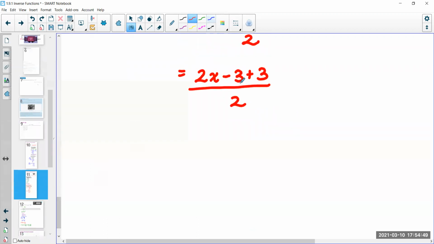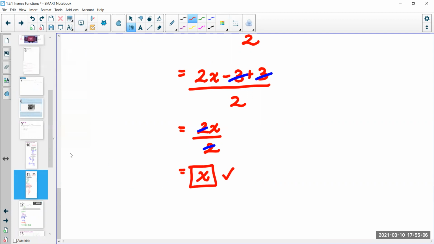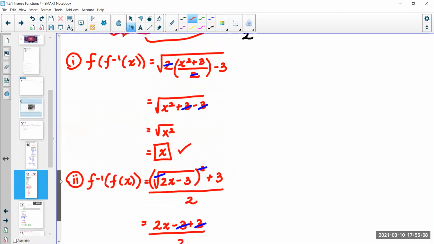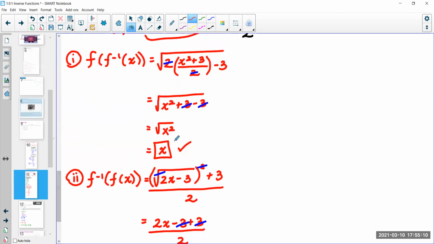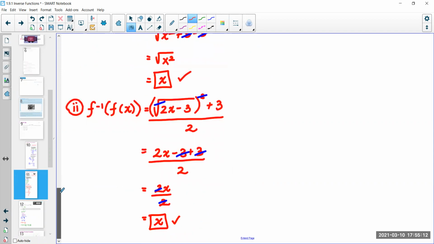So now, again, on the numerator, we have a negative 3 and a positive 3, which just equals 0 when combined. So we have a 2x divided by 2. And then now, of course, the 2 divided by 2 is just 1, which is just giving us 1x, or regular old x. So now we have verified that these two functions are inverses because both f of f inverse of x equals x, and f inverse of f of x equals x.